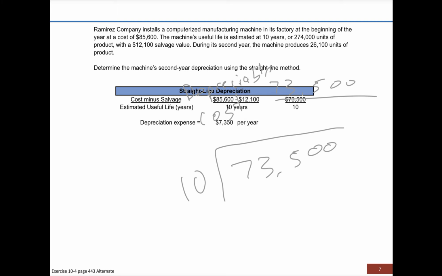$7,350 per year. And again, if we're doing the journal entry for that year, it would be a debit to depreciation expense for $7,350 and a credit to accumulated depreciation for that same amount. So it's asking about the second year here, but for straight line, all of them are the same, right? So we don't really care. Again, the fact that it's throwing that in there is just to try to throw you off. Okay, anybody have questions on that one?